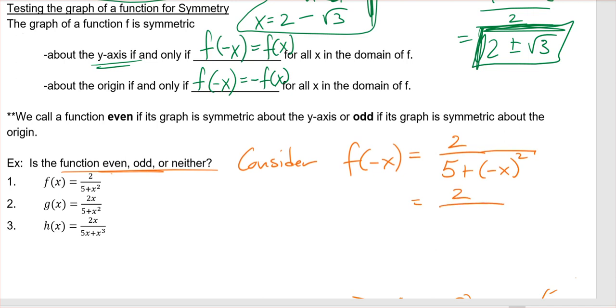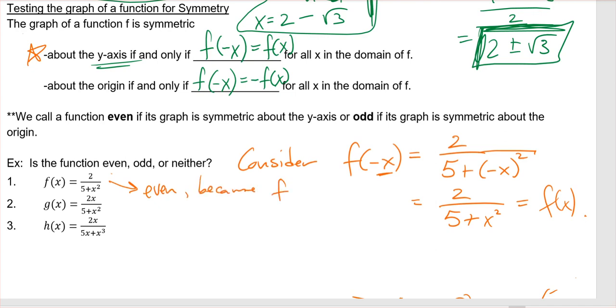We've got 2 in the numerator, 5 plus, what's this guy? We square negative x, we're going to get x squared, right? Well, we look and then compare that to our original function. Well, it's the same, right? So now for this first one, we say that this is symmetric about the y-axis, right? Because this statement here is true. I put in a negative x, and we found that that's equal to what we started with, the original function, right? So we would say that this is even because f of negative x is the same as f of x.